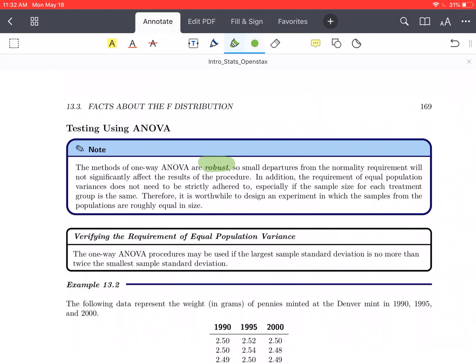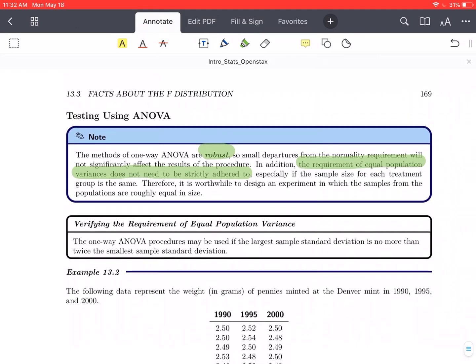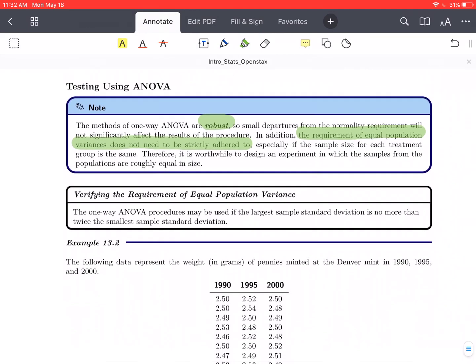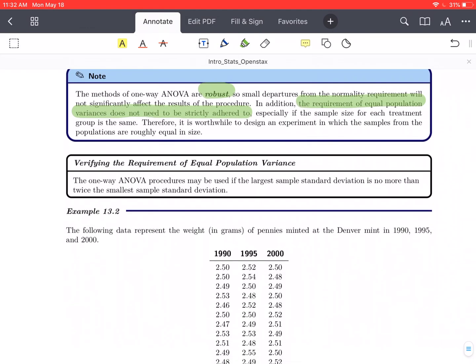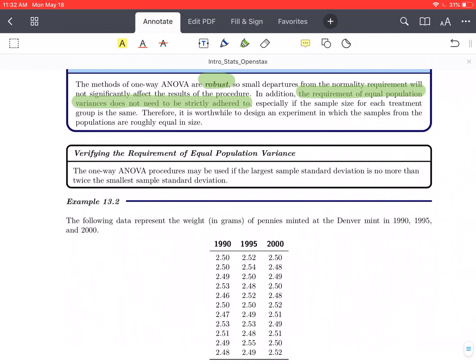Same idea, the requirement of equal population variances does not need to be strictly adhered to, especially if the sample size is the same. So even if we don't quite have normality, we don't quite have the same variance, the test is very powerful in that way. We don't need to have those things in order to run the test successfully. Okay. So the one-way ANOVA procedures may be used if the largest sample standard deviation is no more than twice the smallest sample standard deviation.